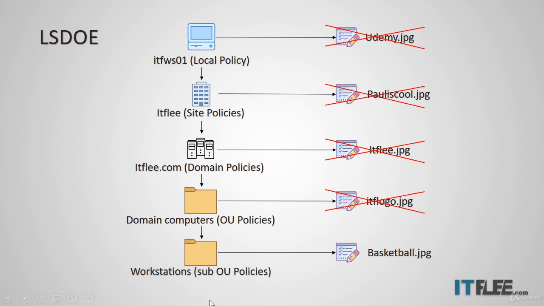So if we wanted to enforce one of these policies, say we take itflee.com and we enforce this policy, what do you think is going to win? Well, we know in our acronym, enforced is the last item in the order of precedence. So if we take a look, itflee.com, the domain policy that is enforced, will take precedence over all the other GPOs because it is enforced.